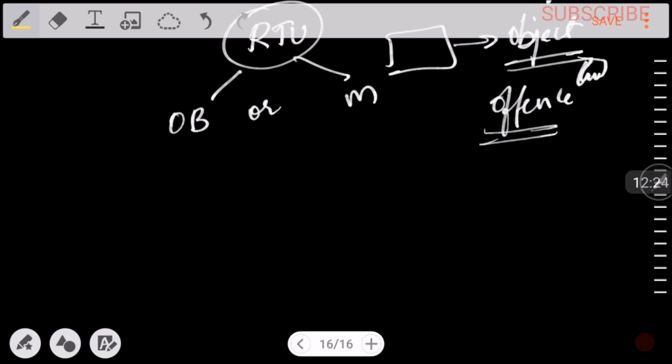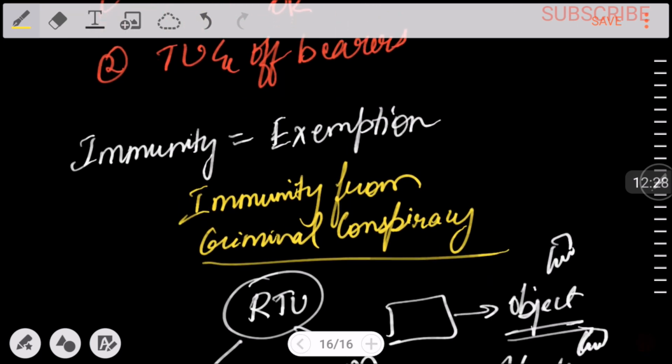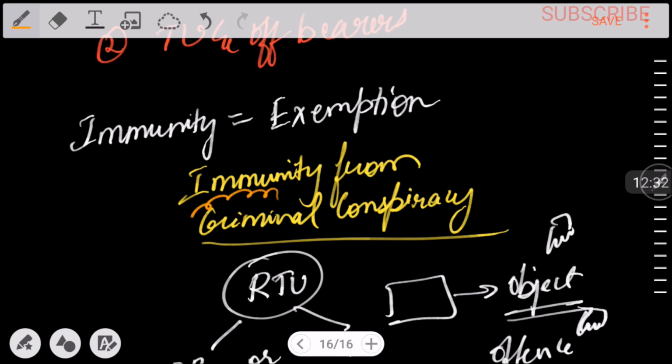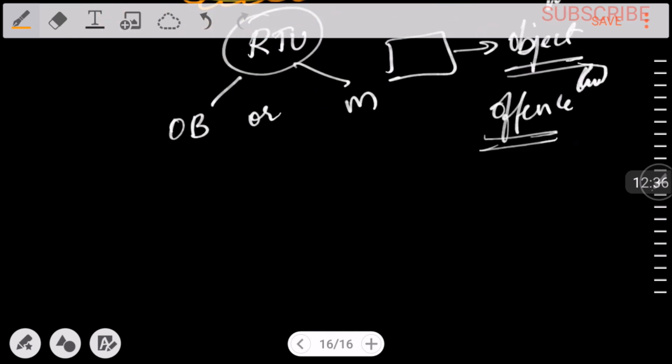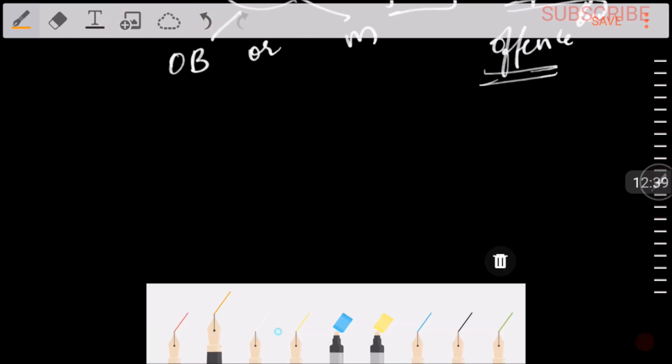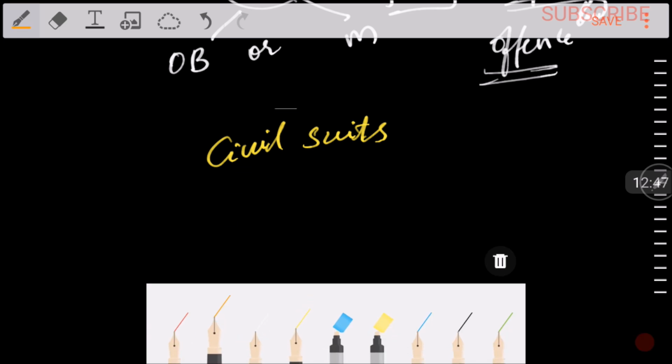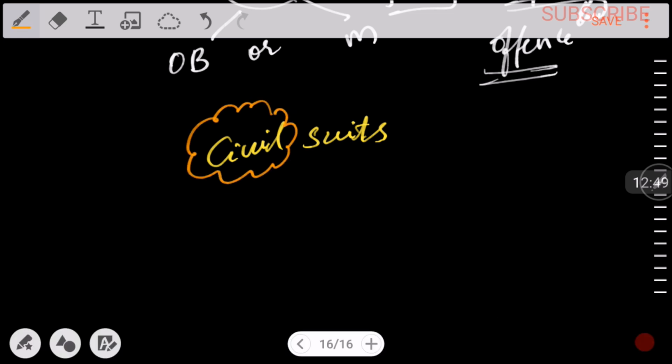Next, immunity from civil suit in certain cases. Here we have discussed immunity from criminal cases. Now we will discuss immunity from civil cases, civil suits.